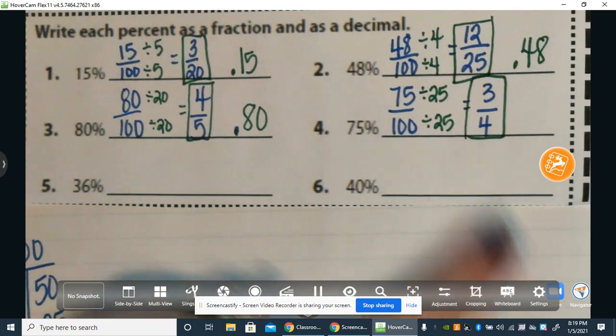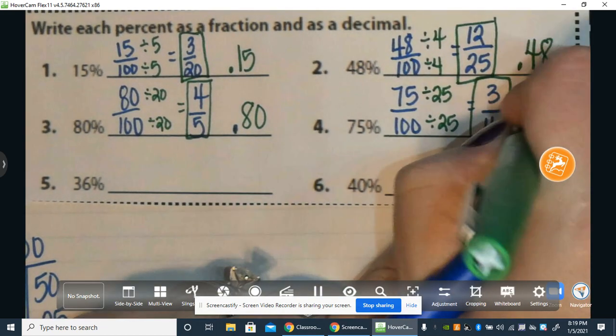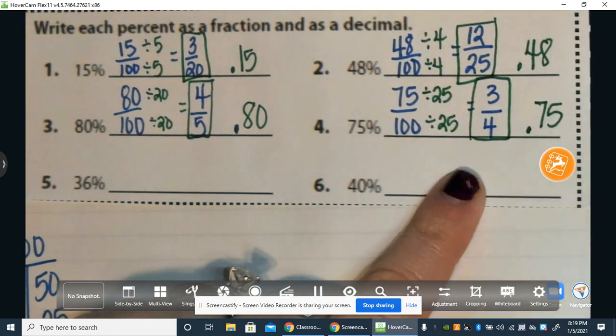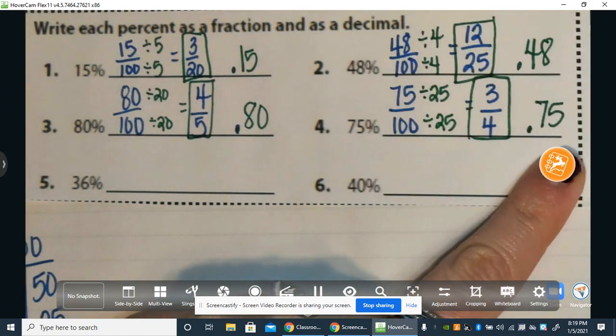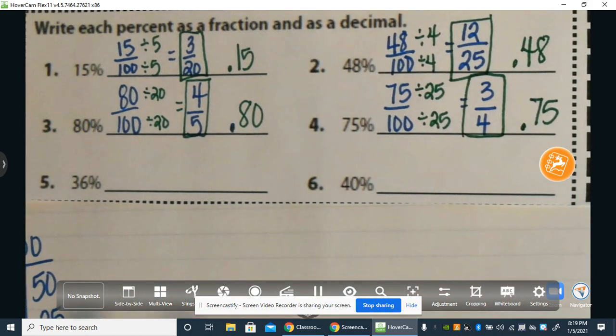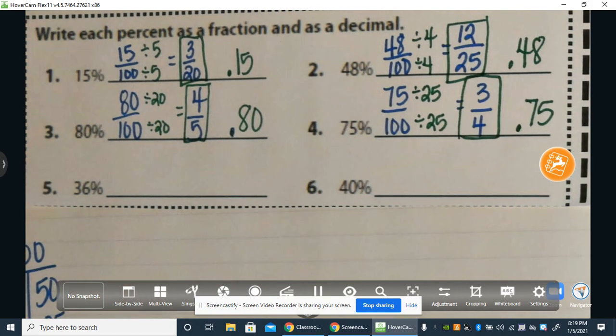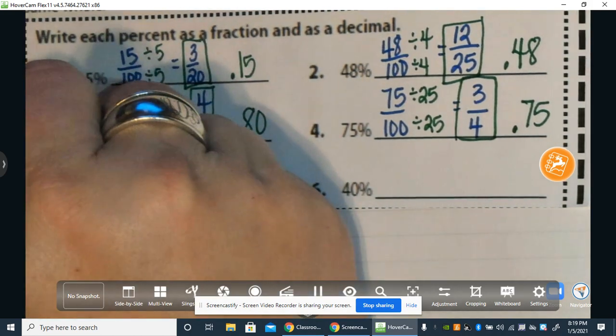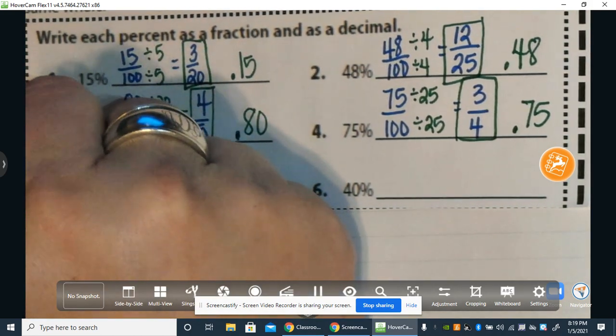And 75 hundredths, I would write that as a decimal, 0.75, 75 hundredths. Number 5, so we have 36%, which would be 36 over 100.